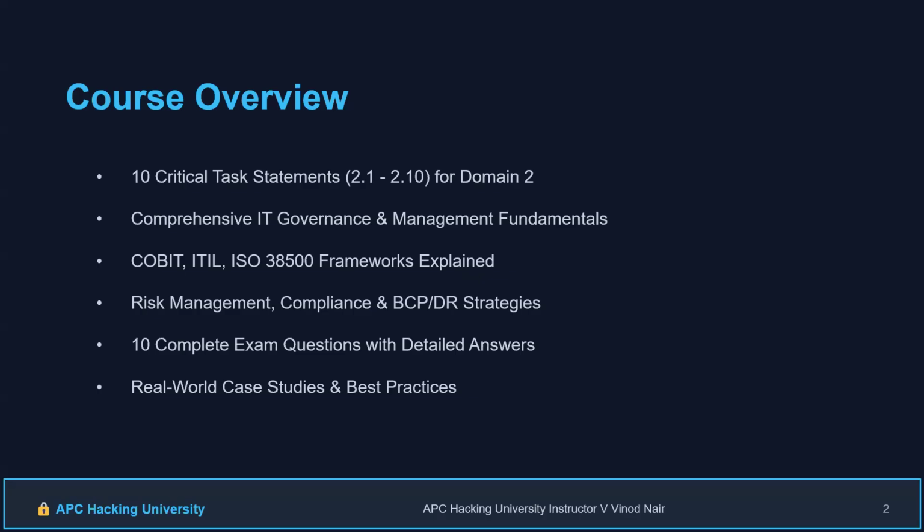So that is what you mainly talk about in domain 3, system acquisition, development and implementation. In that, the main thing they are going to look at is the BCP and DR process.